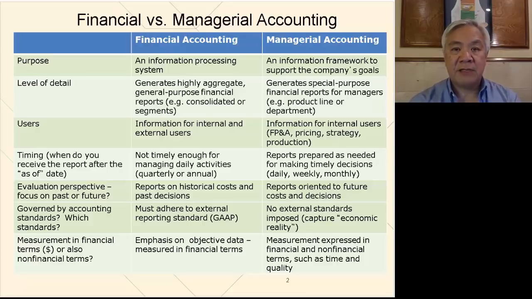And measurement in terms, is it financial or non-financial? For financial accounting, it's primarily money. It's dollars if it's a U.S. company. Whereas when we look at managerial accounting, it certainly would look at financial measures, but also non-financial measures and strategic measures, such as time and quality, dimensions of output, or customer relationships. There are pretty big differences, but summarizing it in one simple phrase, financial is for external users, managerial is for internal users. That's kind of it.